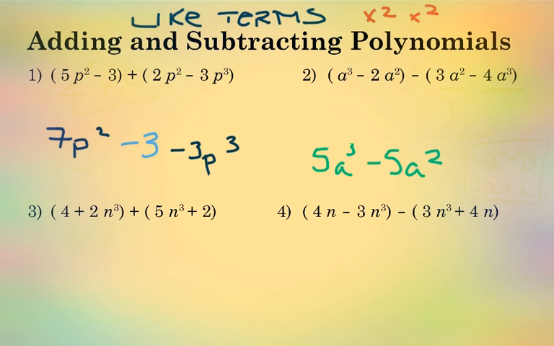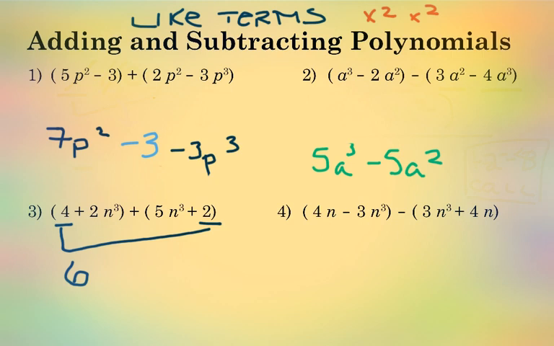So we have 4 plus 2n cubed plus 5n cubed plus 2. Is there anything that can go with my 4? 4 has no variable, so anything that goes with it can't have a variable. Can't be that 2n cubed, it has an n. Can't be the 5n cubed, has an n. But 2 is also by itself. It's another constant. 4 plus 2, 6.